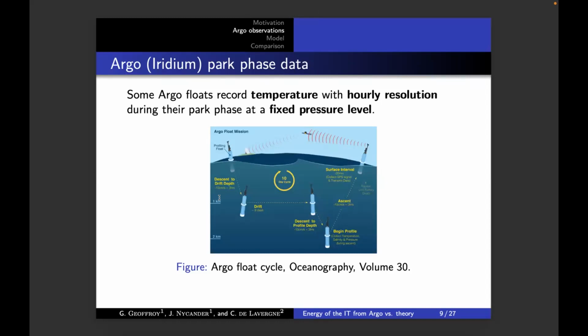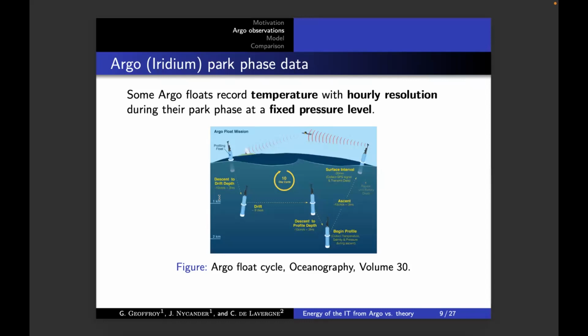So we have 9 days of hourly temperature records, and we use this to compute the vertical displacement of the isotherms. That's a very straightforward computation. If you have the temperature anomaly, you just divide it by the vertical temperature gradient that you can get from the profile, and then convert the temperature anomaly along the trajectory into the heaving of the isotherms that will cross the trajectory of Argo.